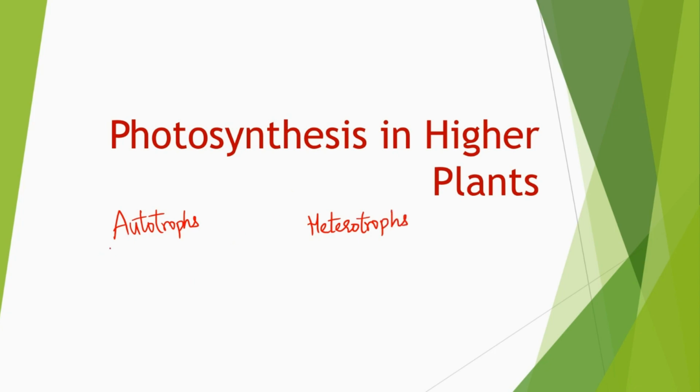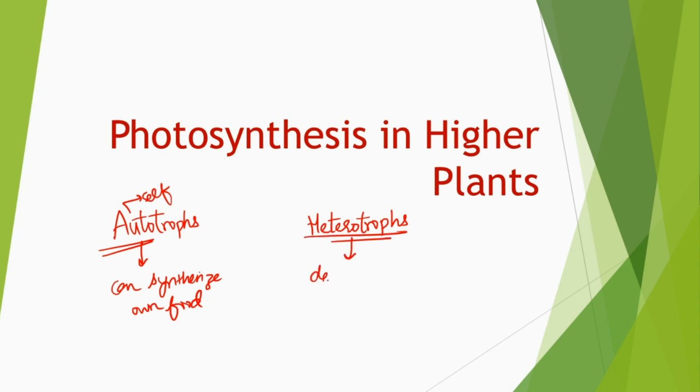What are autotrophs? Auto means self. These are basically organisms that can synthesize their own food. What are heterotrophs? These are the group of organisms which depend on other organisms for food.